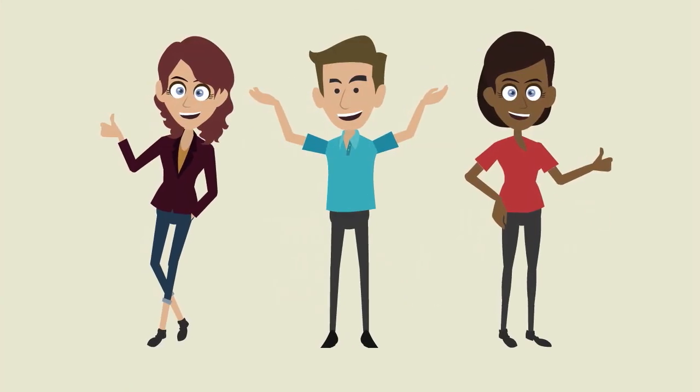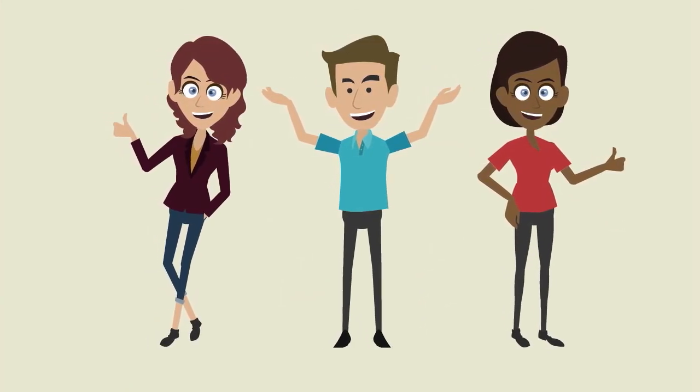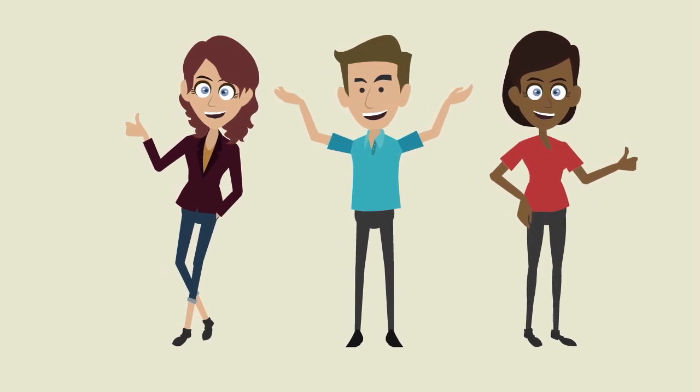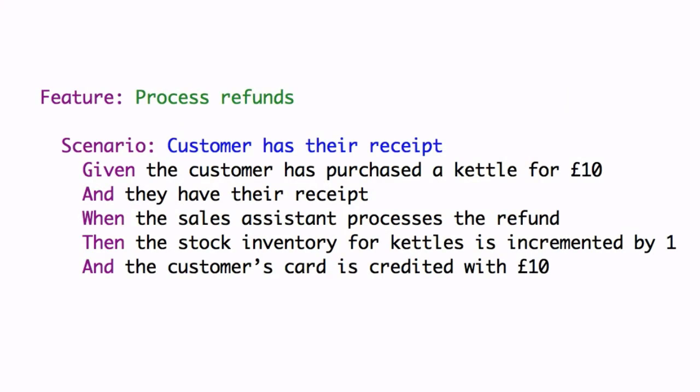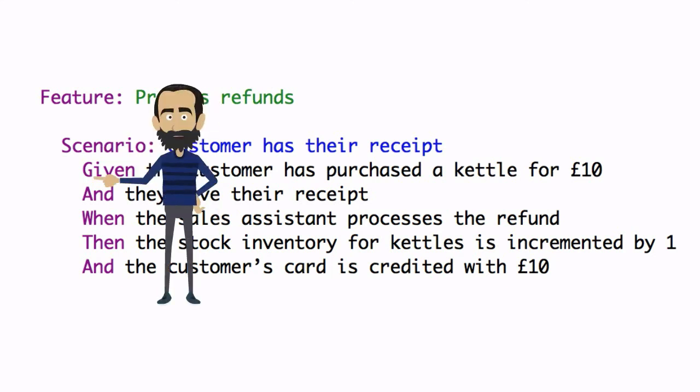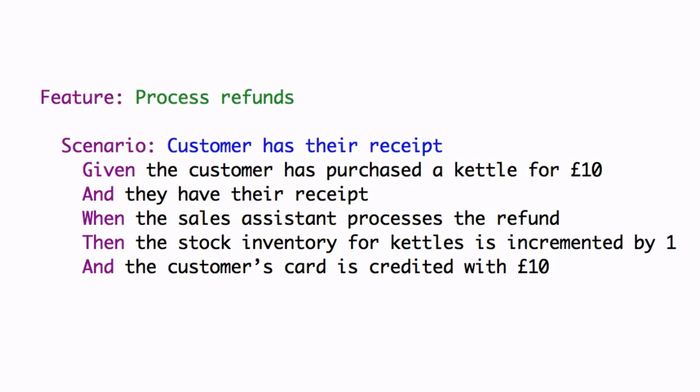Once all 3 amigos are happy that they understand the story, then you can start translating your examples into something that Cucumber can understand. Here's one of our examples written out in Gherkin, the specification language for Cucumber. As you can see, Gherkin's almost like plain English. We have to use a few special keywords so that Cucumber can understand it too. Words like feature, scenario, given, when, and then. You'll learn all about these soon.